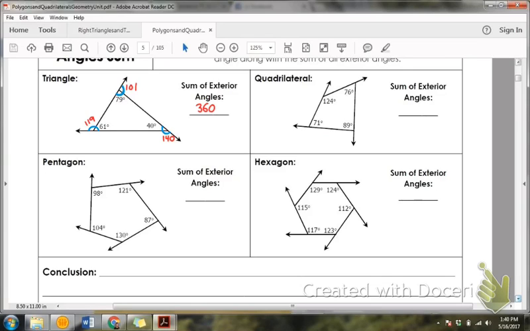Let's try the hexagon one. So let's think about what Elvis asked, and then let's try the hexagon. So this time you have 6 exterior angles to look at. But you still know that together they make 180, right?